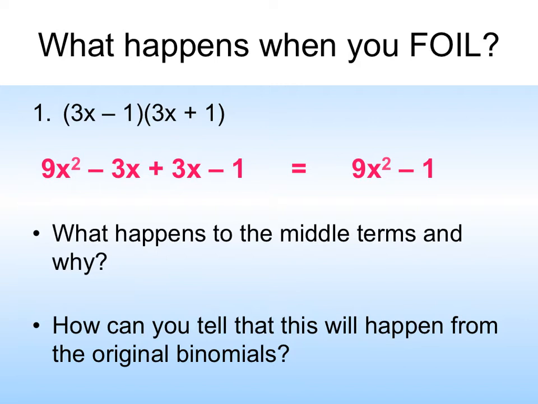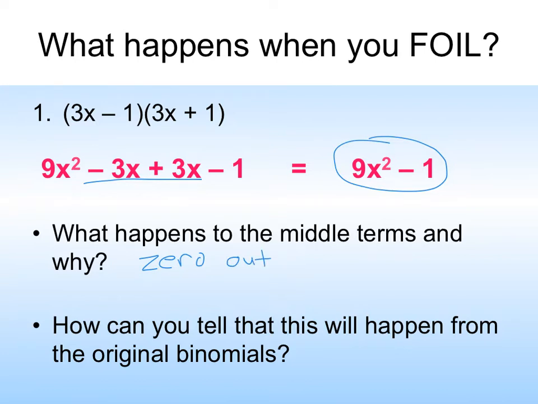So this first example has 3x minus 1 times 3x plus 1, and if you use a method to multiply, you get 9x squared minus 3x plus 3x minus 1, which simplifies to the final answer of 9x squared minus 1. What you want to think about for this kind of problem is what actually happens to those middle two terms: they zero out because they have opposite signs with the same exact term. So when you add those, they're definitely going to create 0.